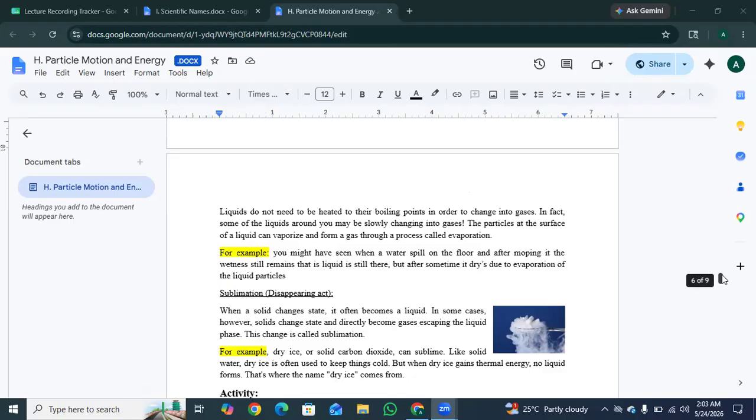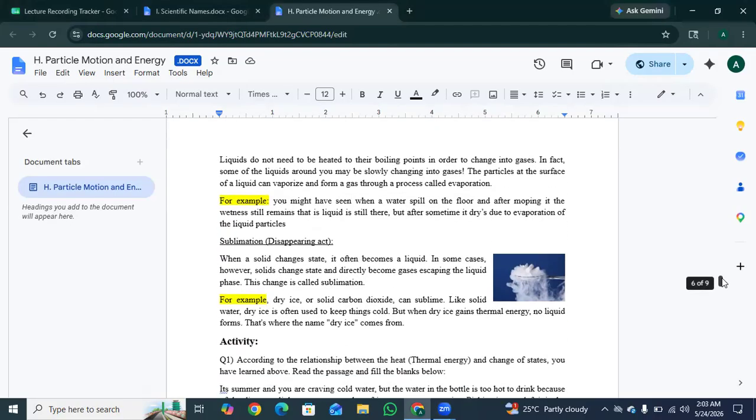Okay? So the next one is sublimation, which is, you can say, the disappearing act. When a solid changes state, it often becomes a liquid. In some cases, however, a solid changes state and directly becomes gas, escaping the liquid phase. This change is called sublimation. Normally a solid melts into a liquid before becoming a gas, but in sublimation, a solid skips this liquid stage and turns directly into a gas.